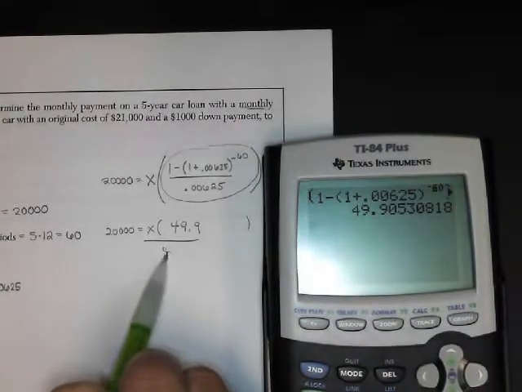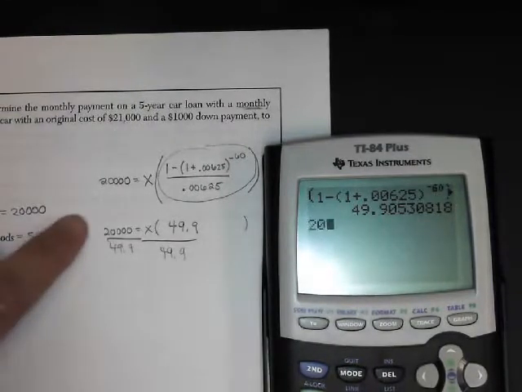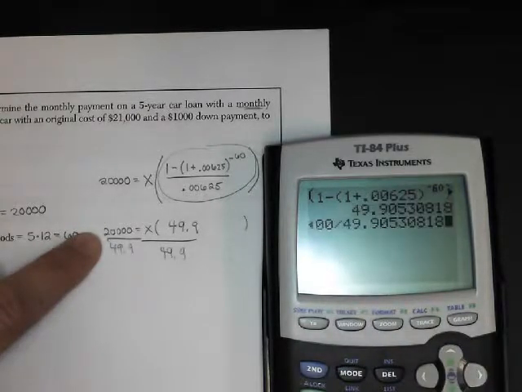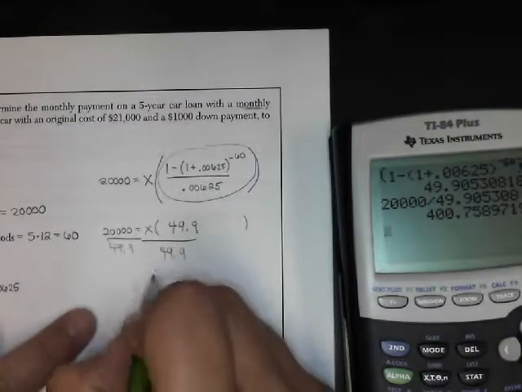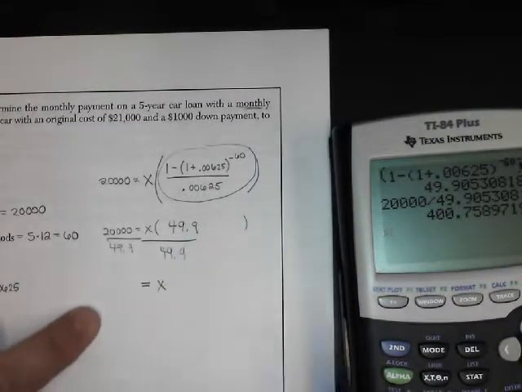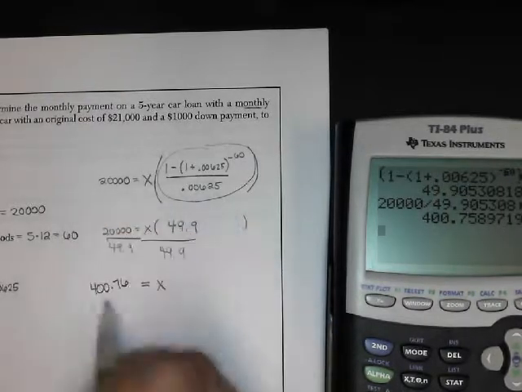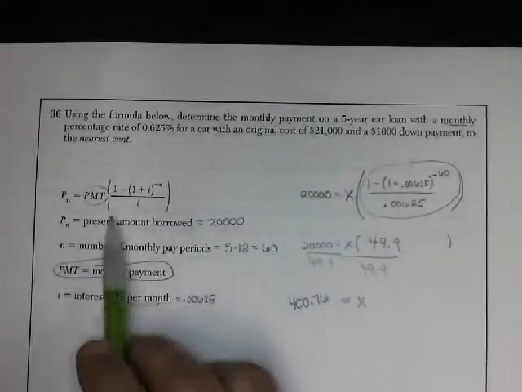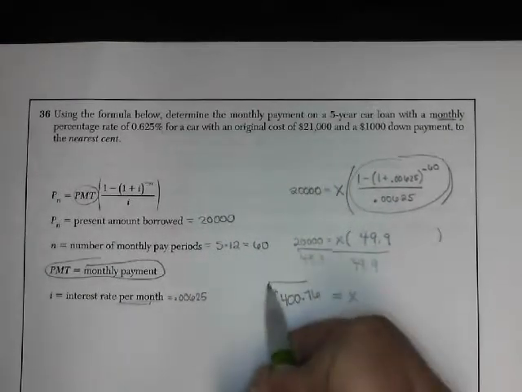So I'm going to divide both sides by 49.9. So take my 20,000 and divide it by the full number, bring the whole thing down so I haven't rounded, and I get x equals 400.76. And I did 76 because it said to the nearest cent, and this is money. So the monthly payment will be $400.76.